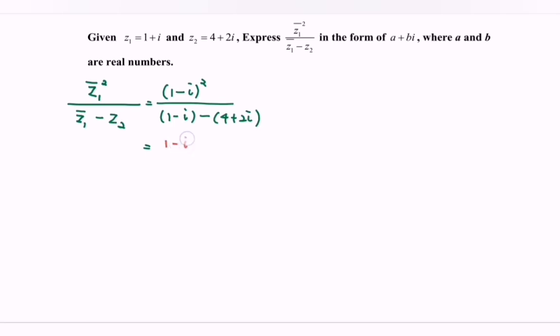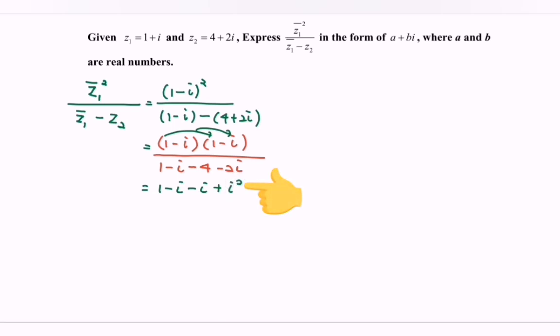So 1 minus i, in brackets, we have 1 minus i two times because of the square. Next, we have 1 minus i, expand the bracket, negative 4, negative 2i. Focus on the numerator part, expand one by one. Here we have 1 minus i, and then negative i, and then plus i squared. Kindly take note, i squared actually equals negative 1.